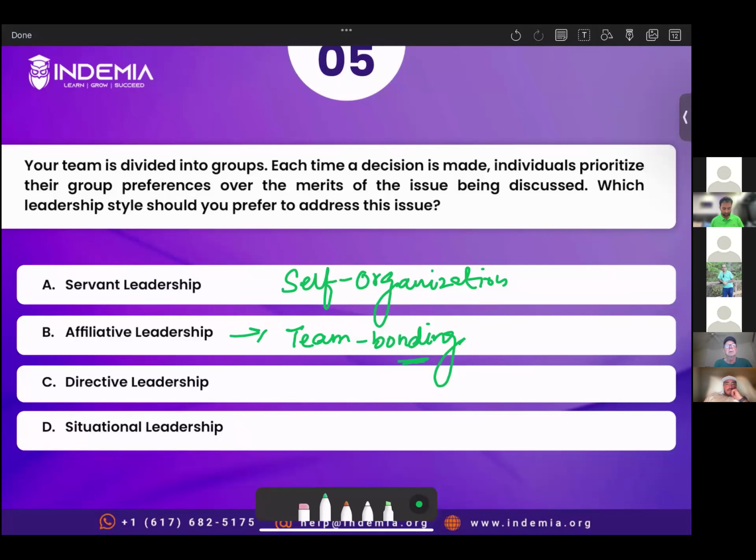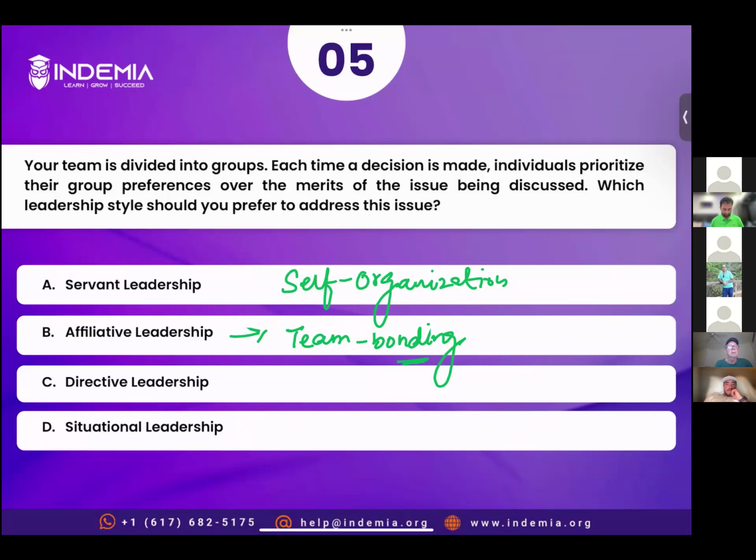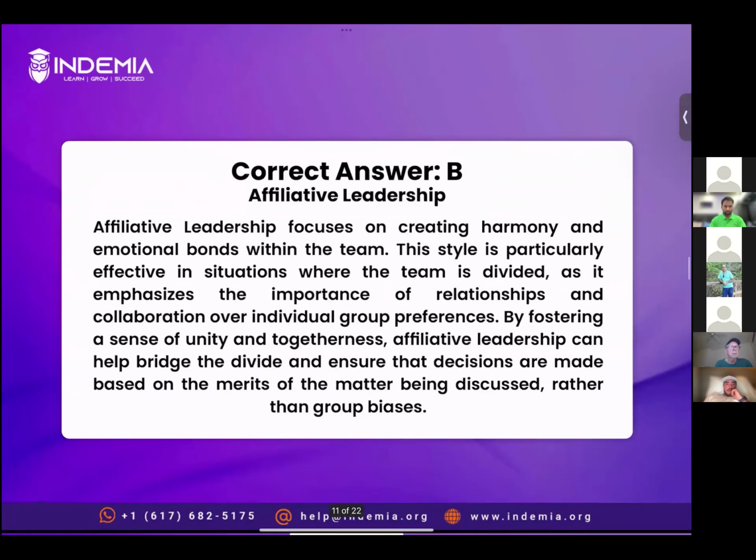Let's read the explanation. All right, so to have harmony and emotional bonds, you need to focus on affiliations. Next question.